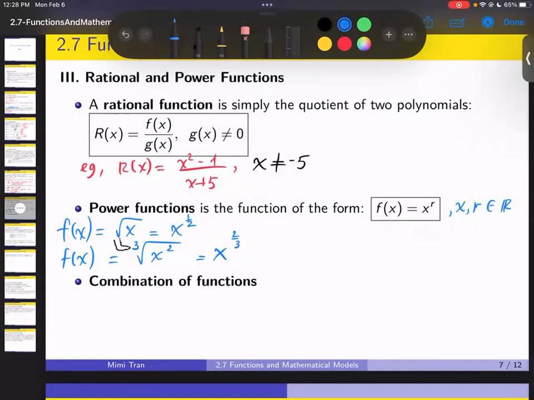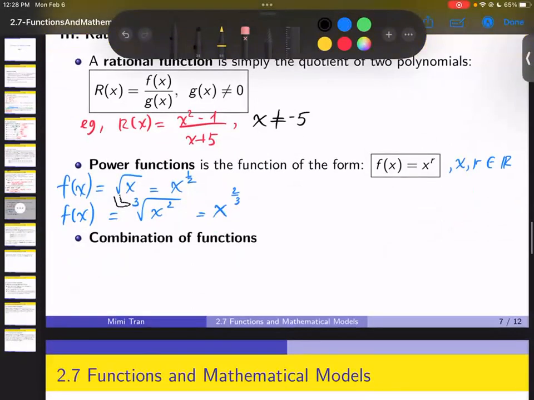So that's power function. Now combination function is everything in one function. For example, I can have something like this. Maybe I'll call it g of x. I can have square root of x plus 1 over x minus 3. It is in the form of a rational function. It has a power function on the top, and it has a polynomial function in the bottom. So all three in one.